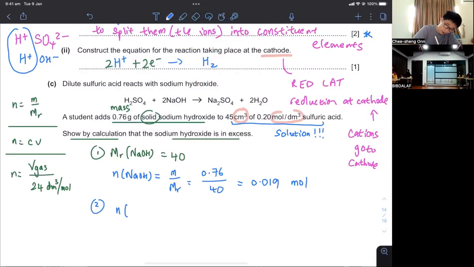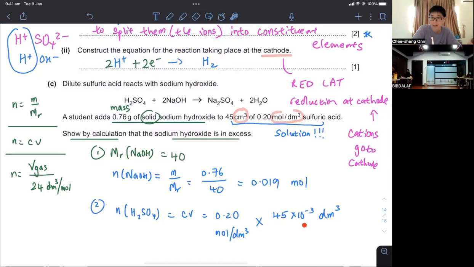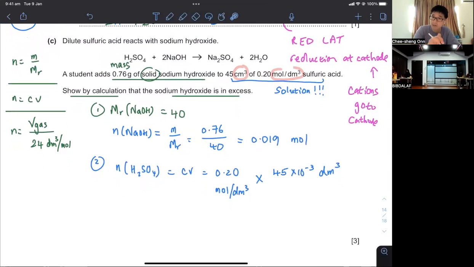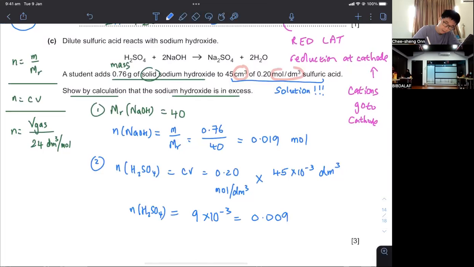So the mole of sulfuric acid there, I will use n equal to CV. This is mole per dm cube. I multiply by 45 times 10 to the minus 3 dm cube. Times 10 to the minus 3 means divide by 1,000. When you press the calculator, it will be 45, the button EXP, and then minus 3. It's either EXP or 10 to the power something on your calculator. And the mole of sulfuric acid will come up to 9 times 10 to the minus 3 mole. And I can show it as 0.009 mole.